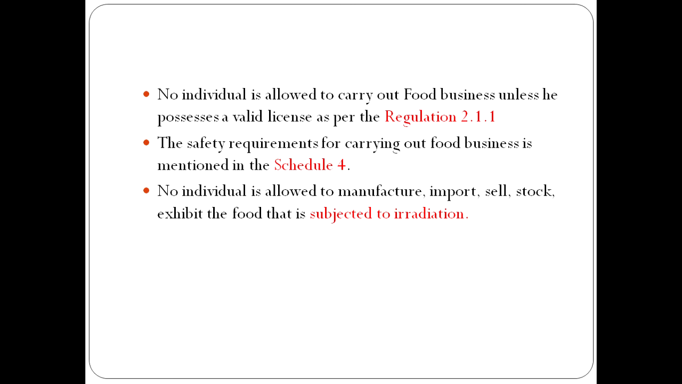Next thing is, no individual is allowed to manufacture, import, sell, stock or exhibit the food that is subjected to radiation. The thing given here is that there are certain foods that are irradiated. By the property of gamma rays, alpha, beta, gamma rays, whatever rays, they are irradiating the food product. The reason for doing so is to enhance the shelf life or kill the microorganisms.